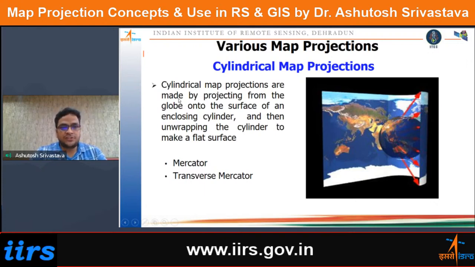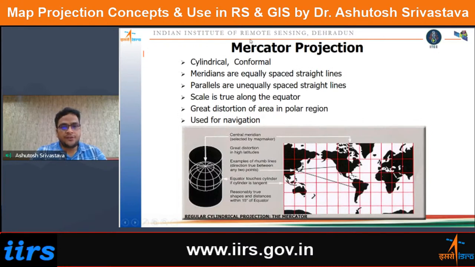So cylindrical map projections are made by projecting from the globe onto the surface of an enclosing cylinder, and then unwrapping the cylinder to make a flat surface. Mercator and transverse Mercator are just examples of these types. In the Mercator type of projection, it's a cylindrical one. You can see in the black cylinder, one globe, and here we have conformal, means we want to preserve the shapes, not worried much about the area. After projection and then unwrapping, we end up with this two-dimensional sheet.